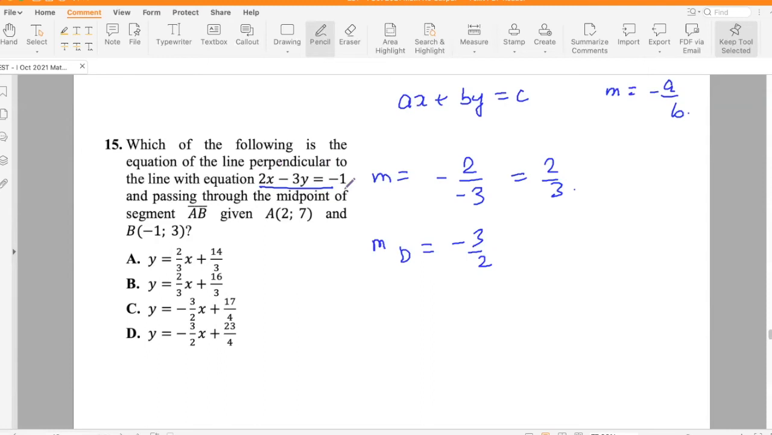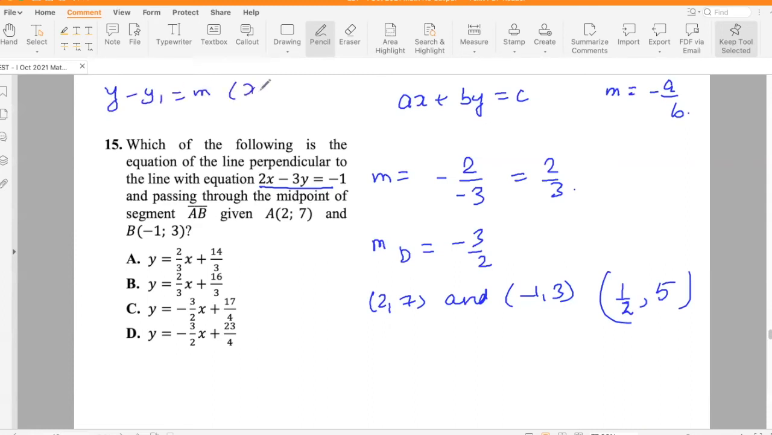So I have the slope of the desired line, and this line passes through the midpoint of (2, 7) and (−1, 3). So the midpoint will be (x1 + x2)/2, so that's 1/2, and (y1 + y2)/2, so that's 5, right? (1/2, 5). So I can use the form y − y1 = m(x − x1) to get the equation of the line. So y − 5 = −3/2 (x − 1/2).